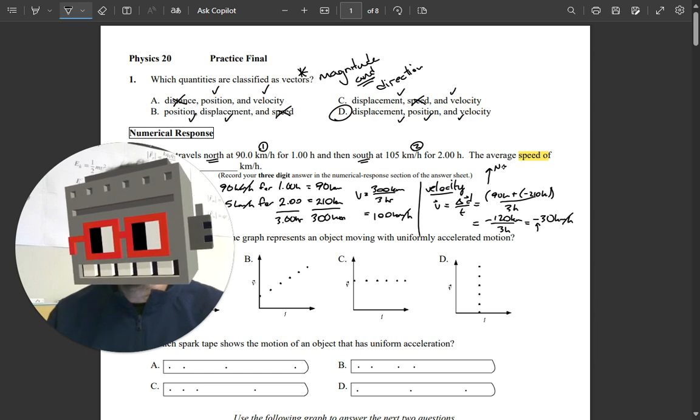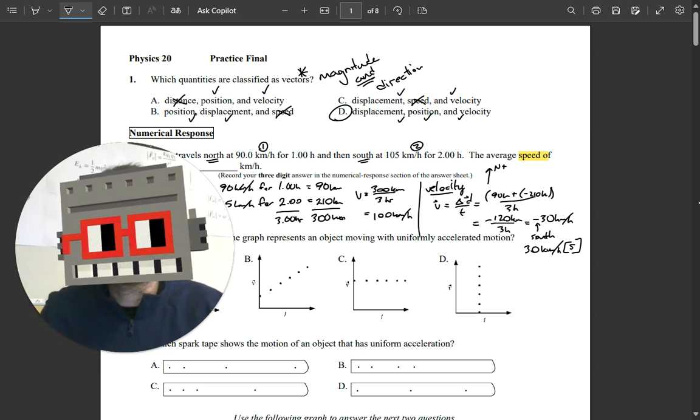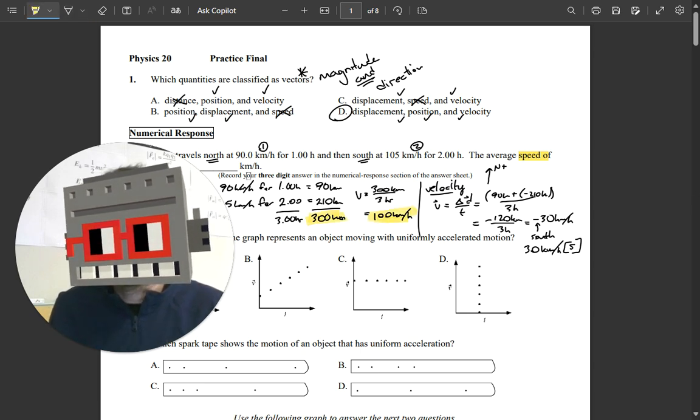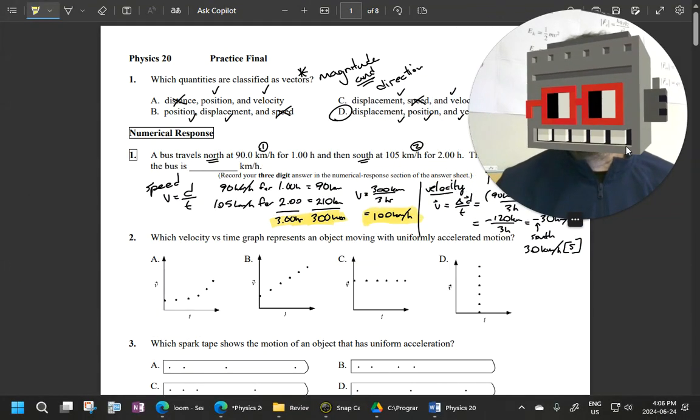What does the negative stand for? Because I said north is positive, this means it's going south. So my average velocity is 30 kilometers per hour in the south direction. That's a little bit beyond the question, because all I really cared about is the speed here. So not that one. All right. Cool. Okay, let's look at this next one here.